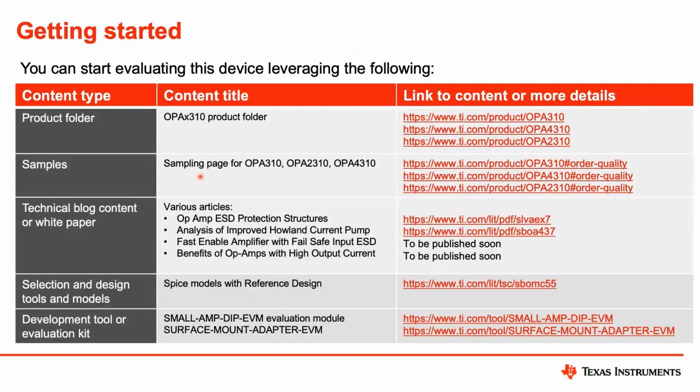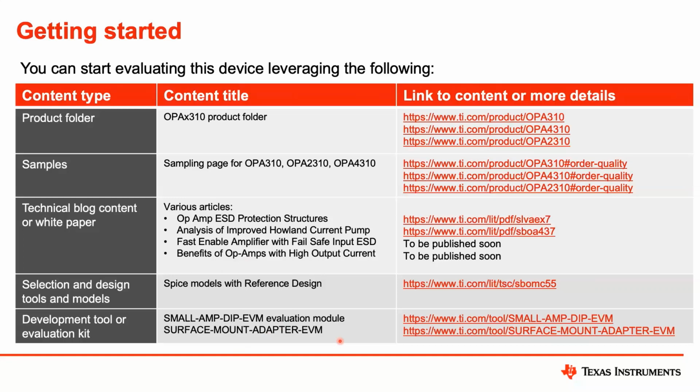This is how you can finally get started with OPA310. We have links to the product folder and the sample pages right here. And along with that, we have a lot of technical content that we are going to deliver. We have already published the op-amp ESD protection structures content, which talks about the fail-safe ESD and the Howland current pump. And we have a couple of content plans to talk about the fast enable, as well as the benefits of high output current. We have the SPICE models that you can use to simulate and start your reference design. And finally, we also have the surface adapter EVMs and the small DIP EVMs to get started with the evaluation.